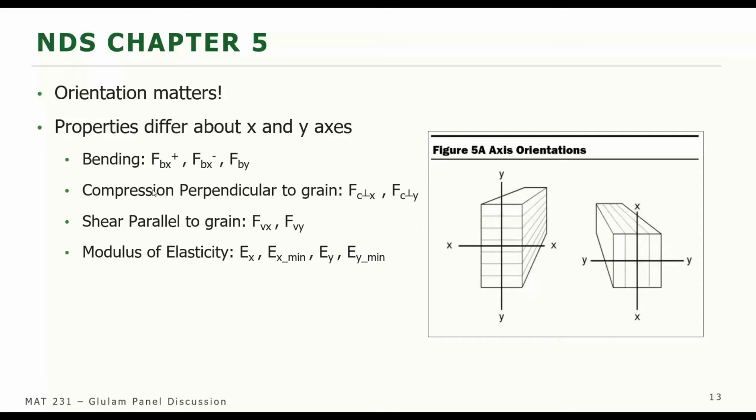So we have bending values specified for both positive and negative bending about the x-axis, and we have bending values for the y-axis. Similar values are seen for compression perpendicular to grain, shear, as well as the modulus of elasticity. So knowing the orientation of the glulam member is important.